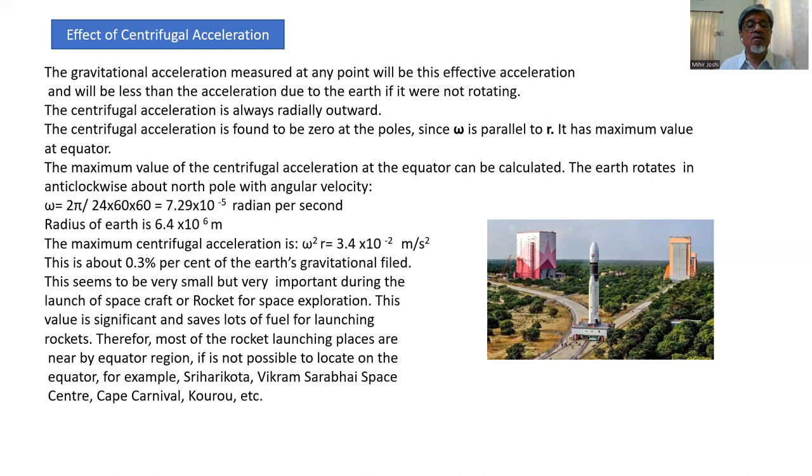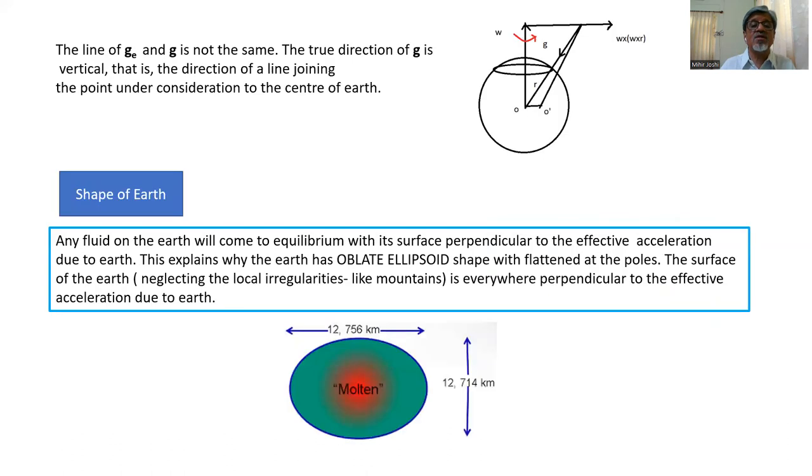Therefore, most rocket launching places are near the equator region, if possible. If it is not possible to locate on the equator, then they are in the southern part of the nation. We consider Sriharikota in India, the Vikram Sarabhai Space Center, situated in the southern part of our country, near the equator region. Cape Canaveral in the USA and Kourou in South America are also nearby possible regions of the equator. So those are made at the places which are nearest to the equator region.